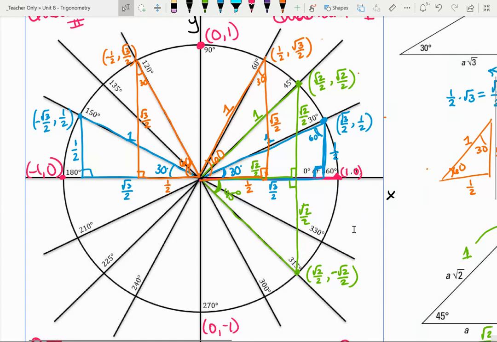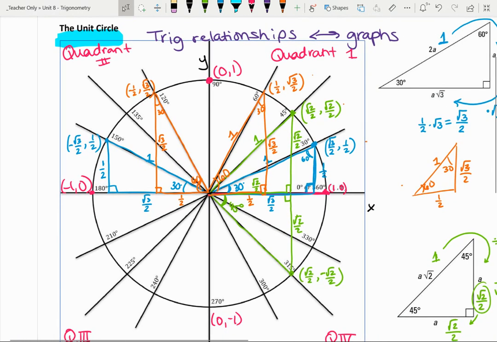From here, we're going to talk a little bit more about how to use the unit circle, but for right now, let's just get that visualization, get that tool ready to use.